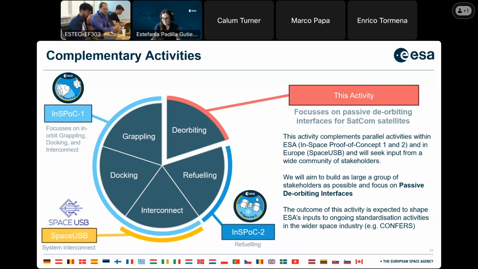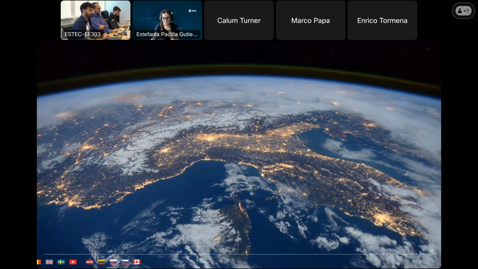And to reiterate, this activity focuses on deorbiting and deorbiting alone. Our aim here is to build as large a group of stakeholders as possible and really focus in just on this use case. As a final note, one of the outcomes of this activity is expected to be inputs to ongoing standardization activities in the wider space industry. For example, CONFERS is somewhere where we hope to provide input based on this activity. So that is all from me, and I'll pass back to Marco to conclude the webinar.